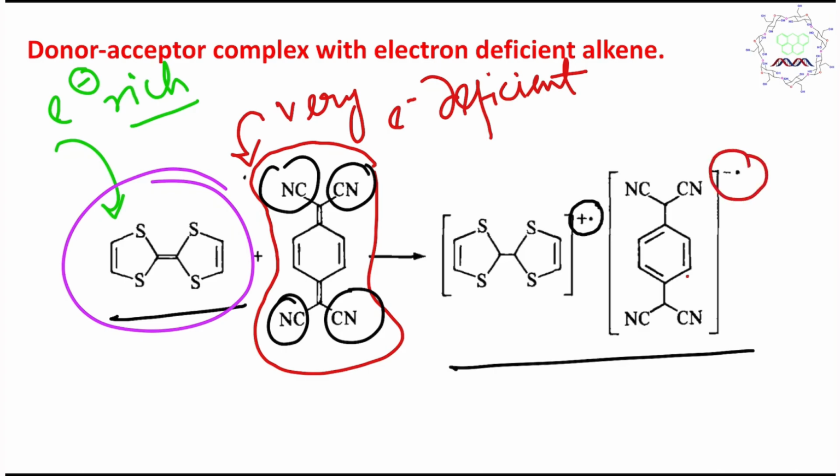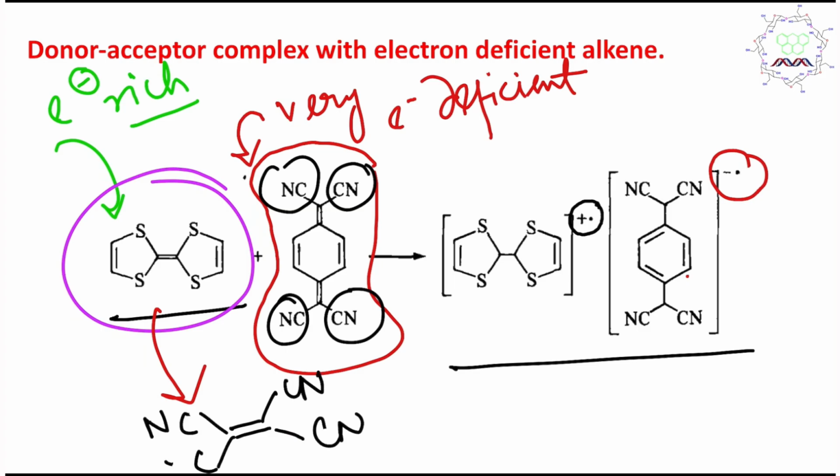Not only that, this kind of alkene can form a stable bond with tetracyanoethylene. This part is not important for your exam, but I am saying it for your better understanding. So it is an electron rich double bond, and it is an electron deficient double bond, so they can form a stable adduct.